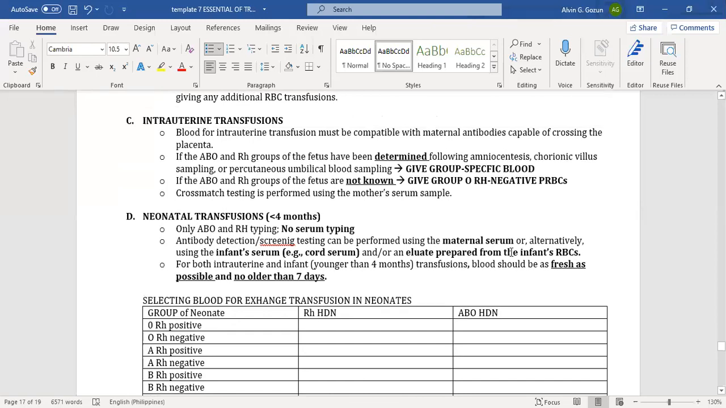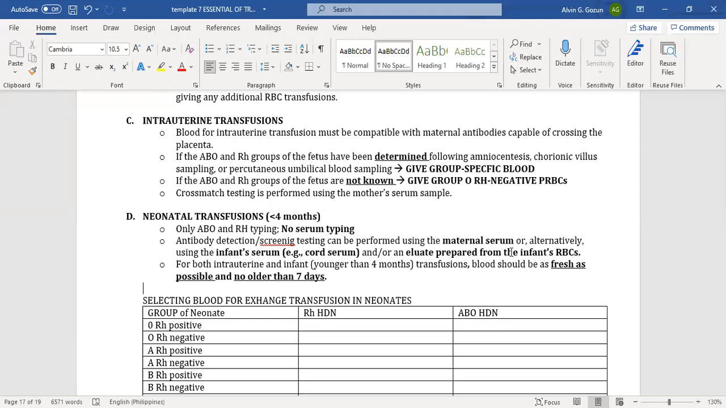Blood for intrauterine transfusion must be compatible with maternal antibodies capable of crossing the placenta. So, sabi dito, kapag ang ABO and RH group ng fetus have been determined following amniocentesis, CVS, and PUBS, give group-specific blood. But if the ABO and RH group of the fetus hindi natin nalaman, give group O RH negative RBC. Yun lang yun. Neonatal transfusion naman, less than 4 months old. Only ABO and RH typing. Again, alam natin yan, no serum or backward typing. Alright? So ano pang kailangan?